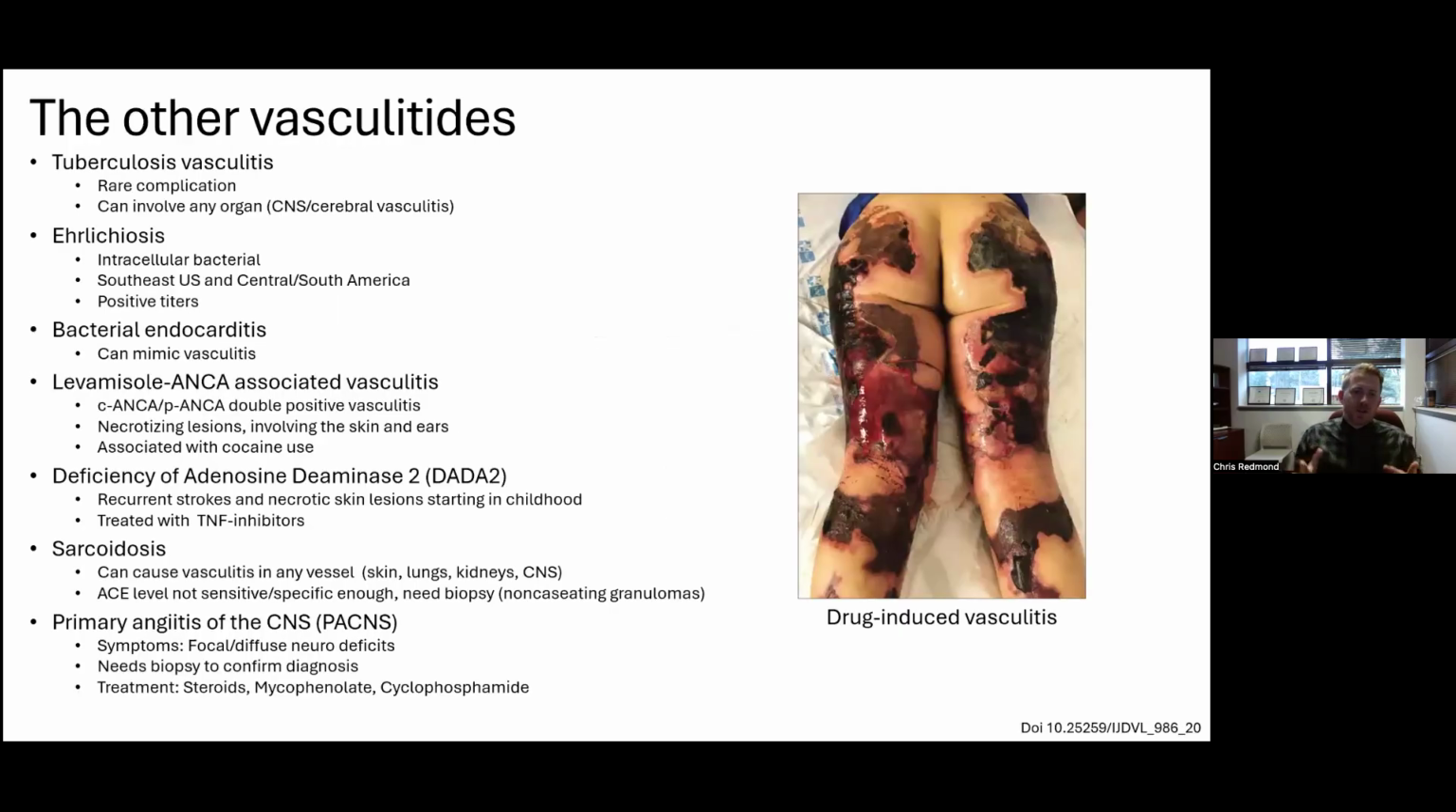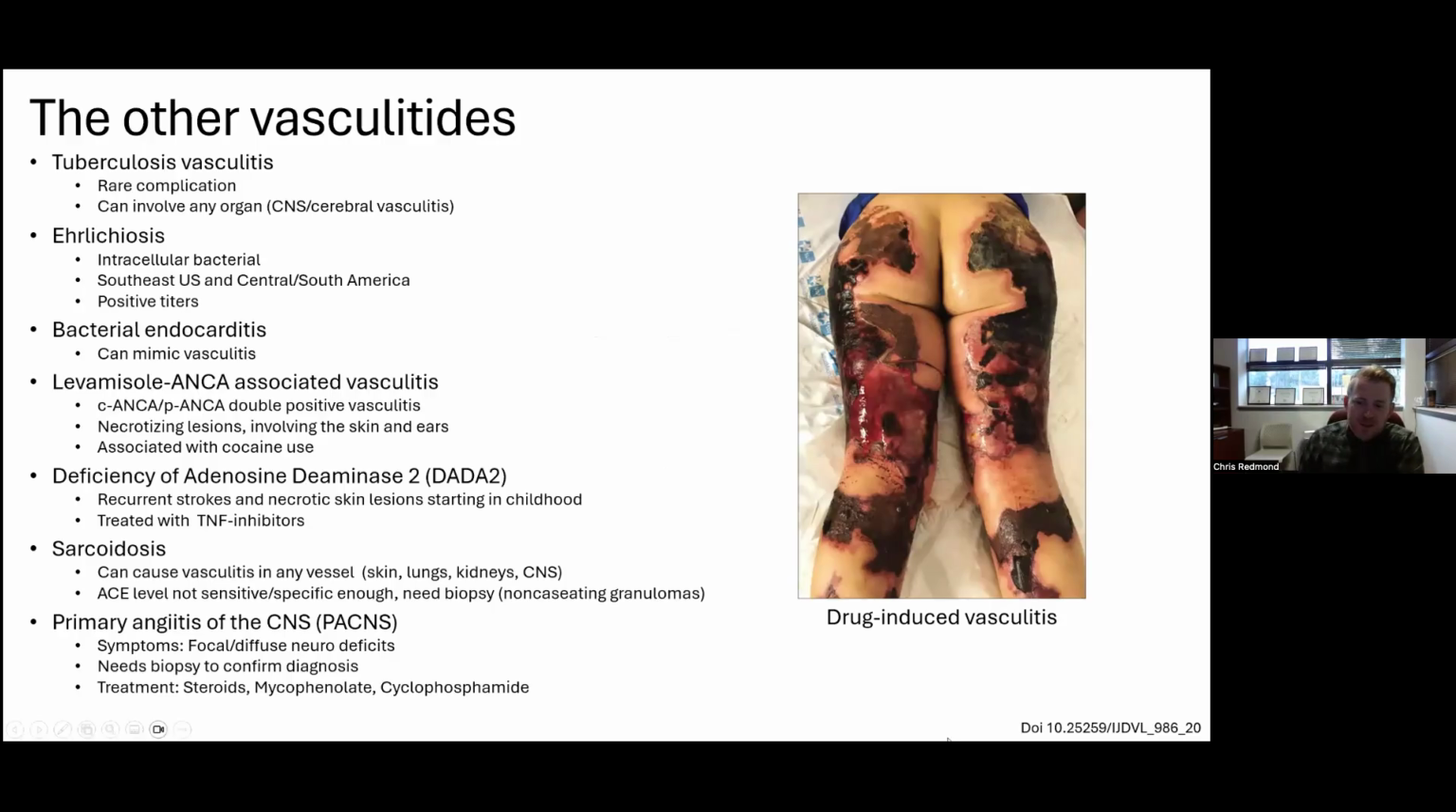So that's everything. This is just what else can cause this. Tuberculosis can cause vasculitis. It's rare, but it can cause CNS disease in patients who are at high risk, immunosuppressed. Ehrlichiosis can do it too. So if you have someone from the Southeast US or Central America with a lot of animal exposures, you can get the titers, they'll be positive. And sometimes they have large vessel involvement. Bacterial endocarditis is a huge one.